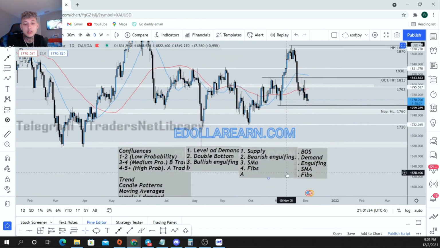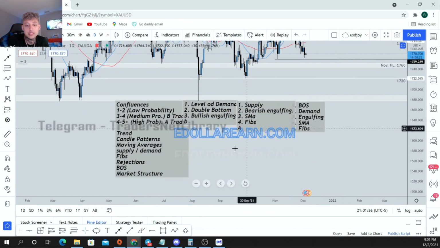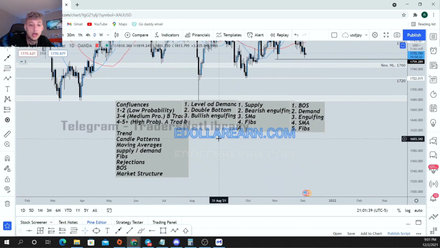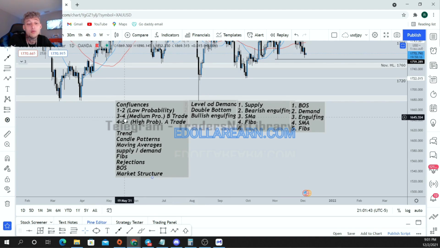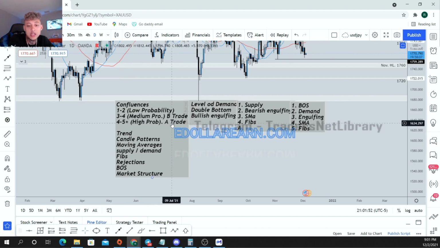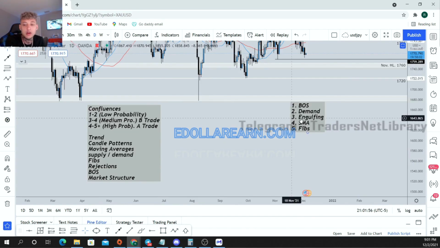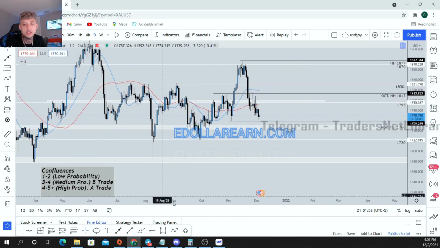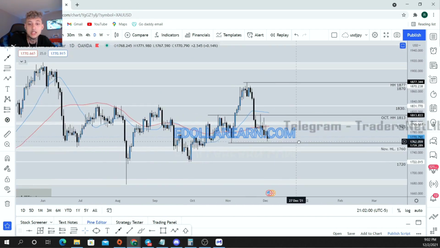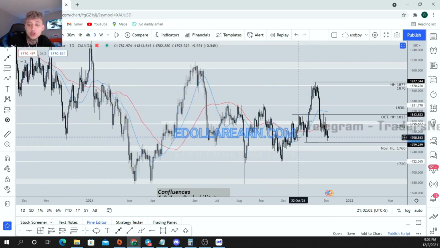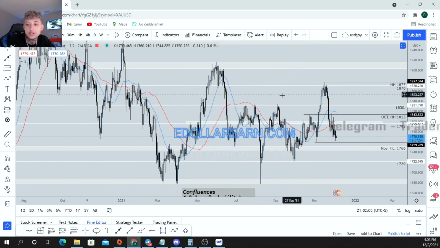As you guys can see here, we still have everything from last time, so let's go over a quick recap. When we have three to four confirmations, that is a B trade, a medium probability trade, right? When we have four to five confirmations, that is an A trade. Let's just keep that in mind. And then down here we have what some of the confirmations could possibly be. So let's actually cover gold and start breaking down some of these trades.